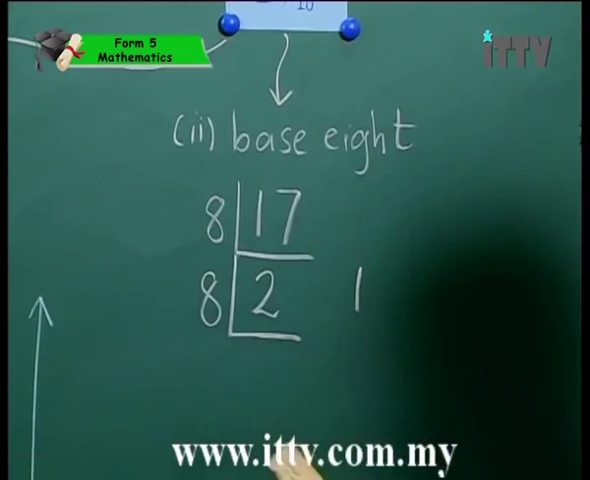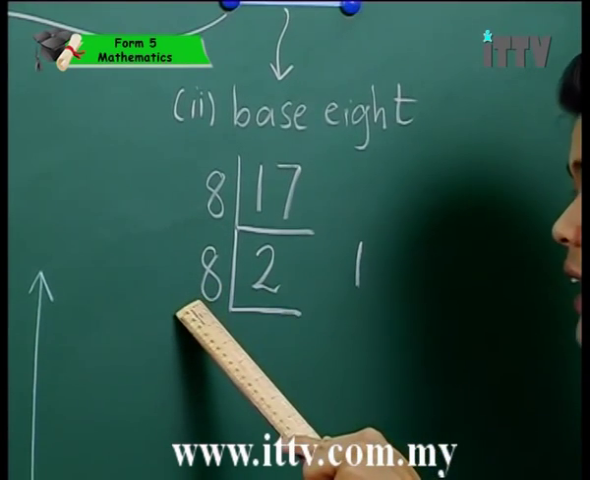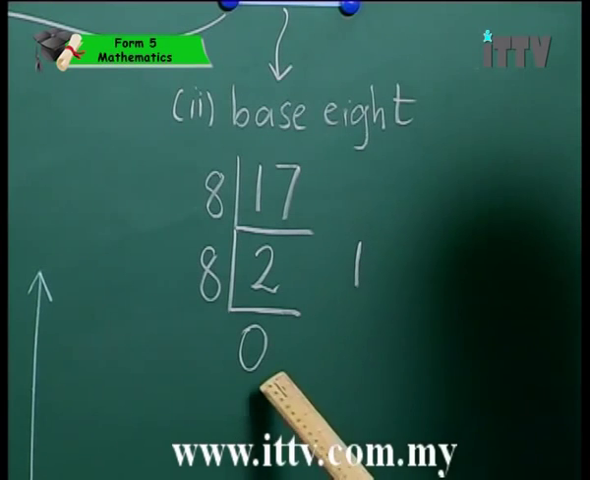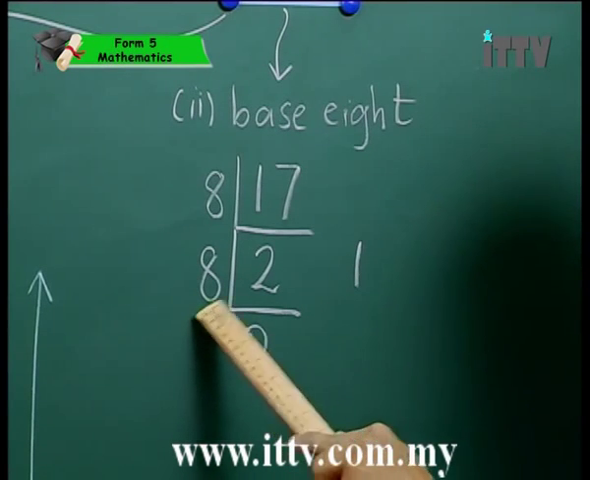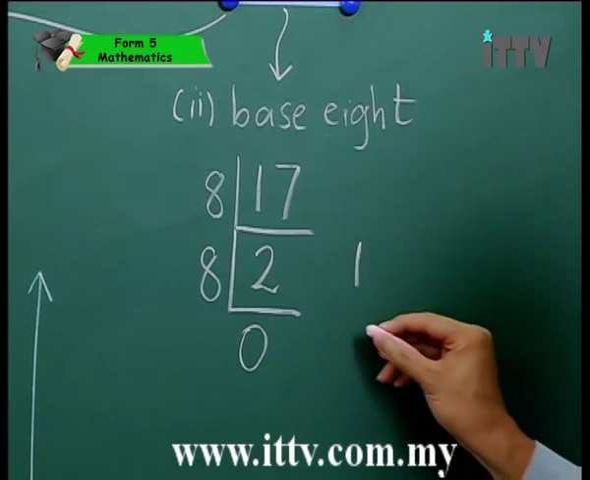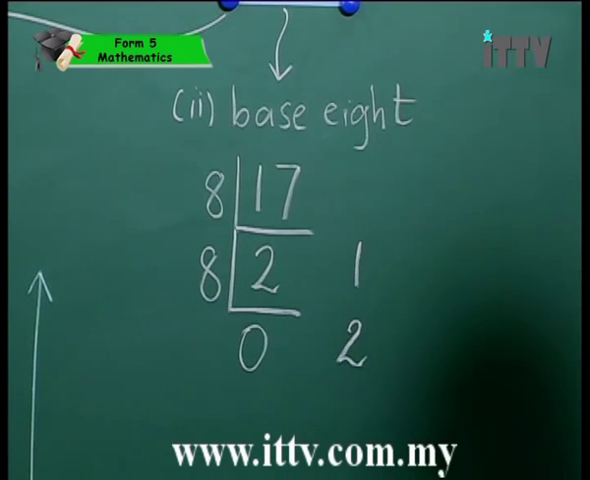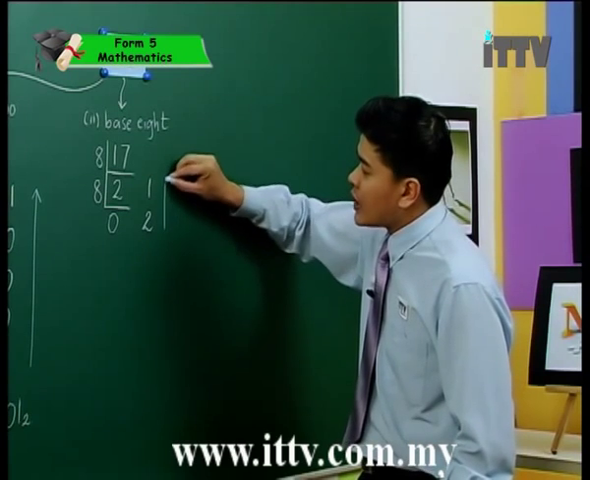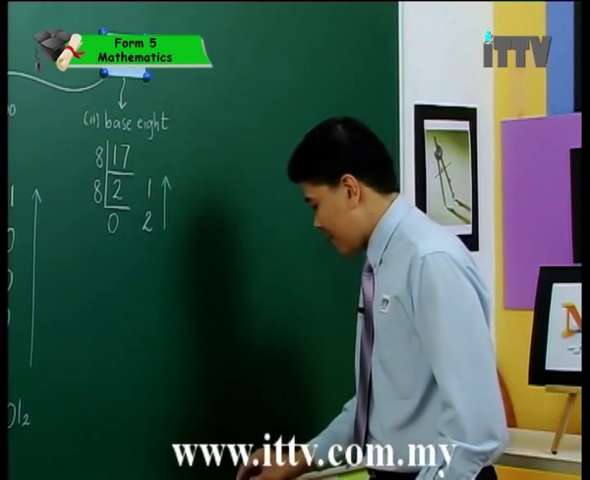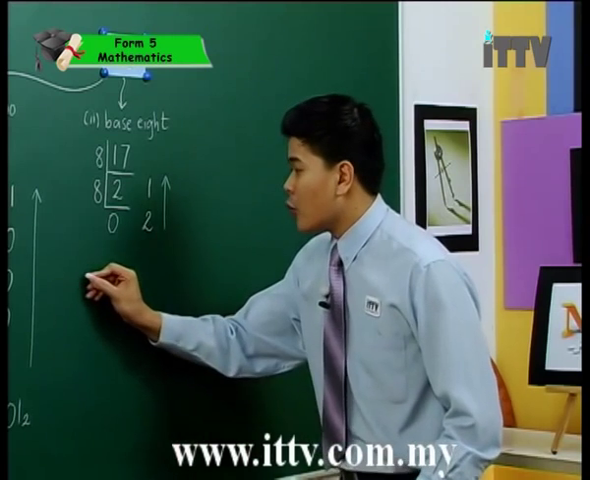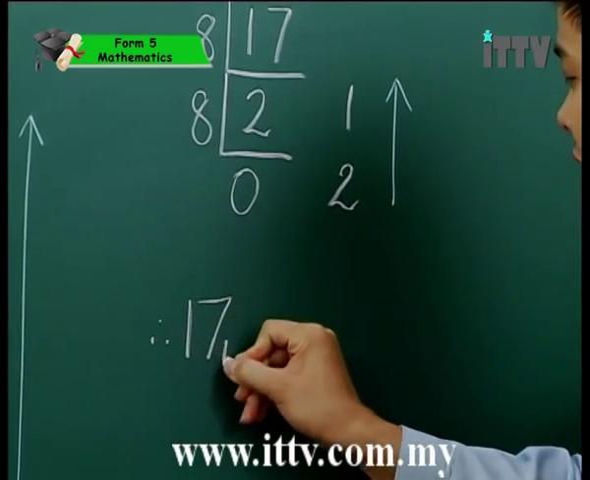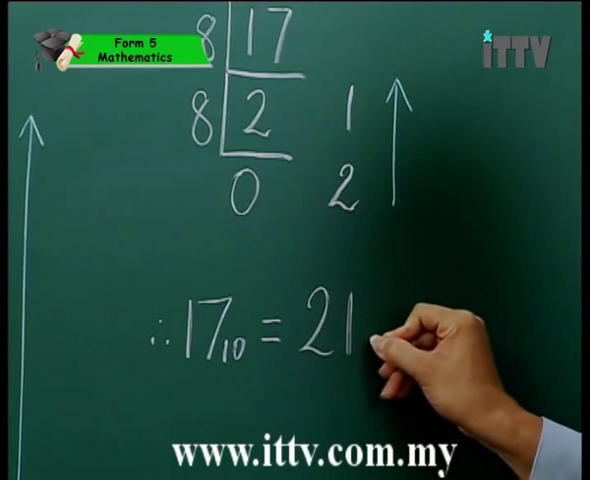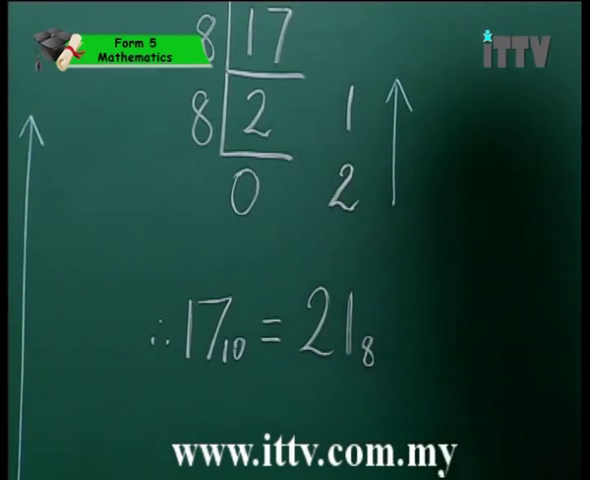And when is it? It happens right now, because 2 is smaller than 8 already. We finish the division process by putting 0. So 0 times 8 gives you 0, and the difference between 0 and 2 gives us a remainder of 2. So how do we read the number in base 8? Bottoms up. Now what do we have here? 17 in base 10 is equivalent to 2, 1 in base 8.